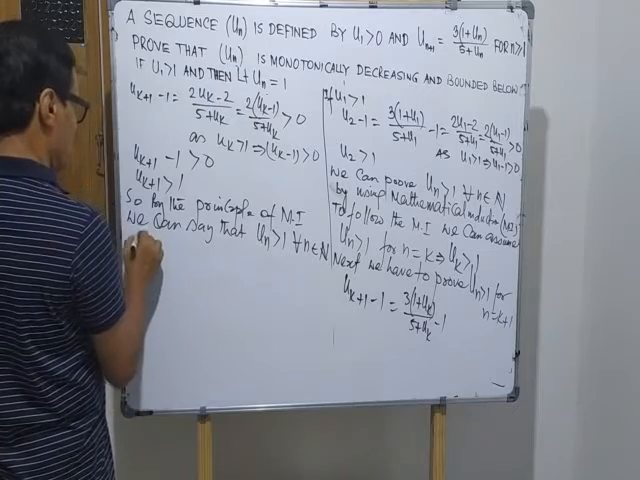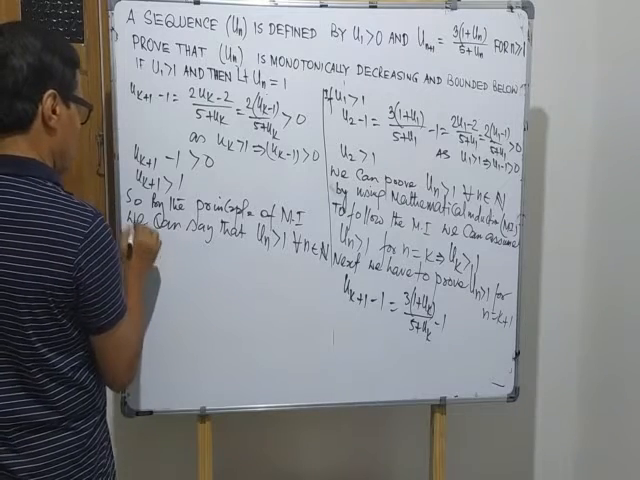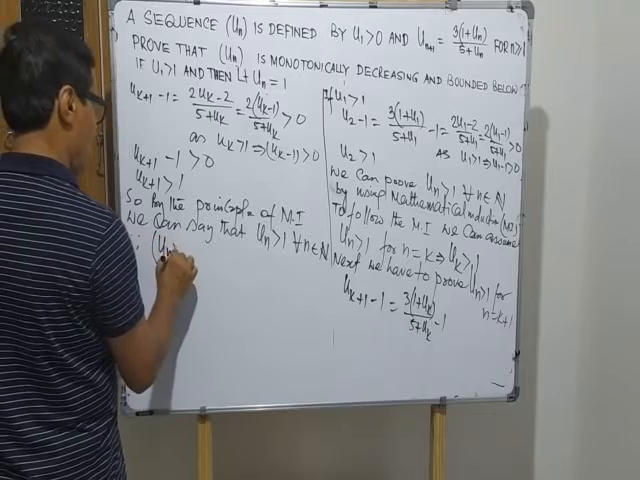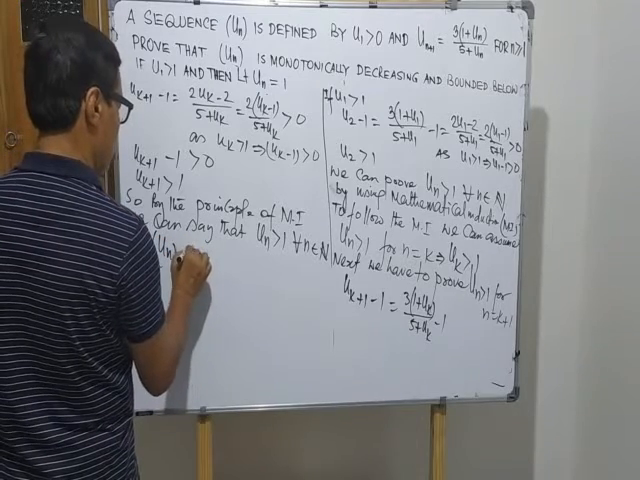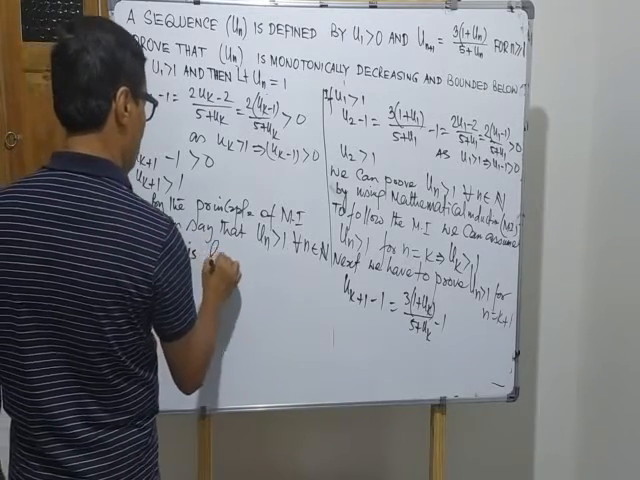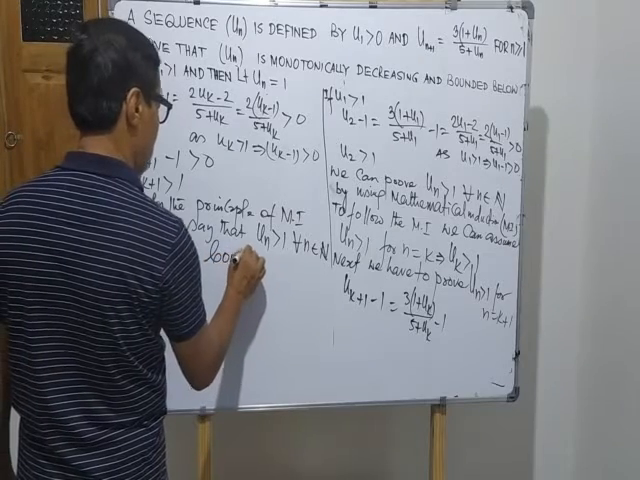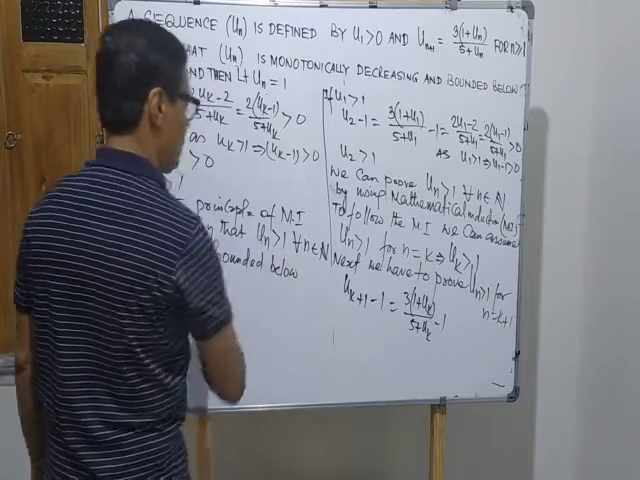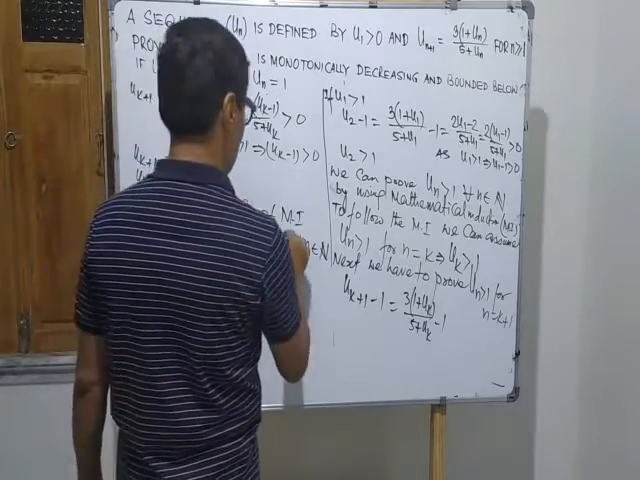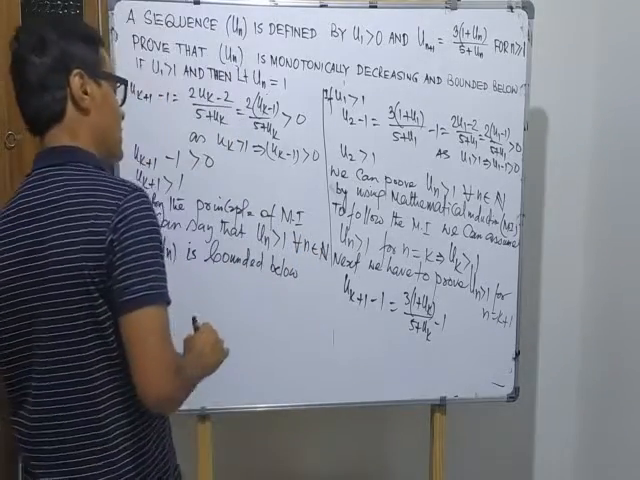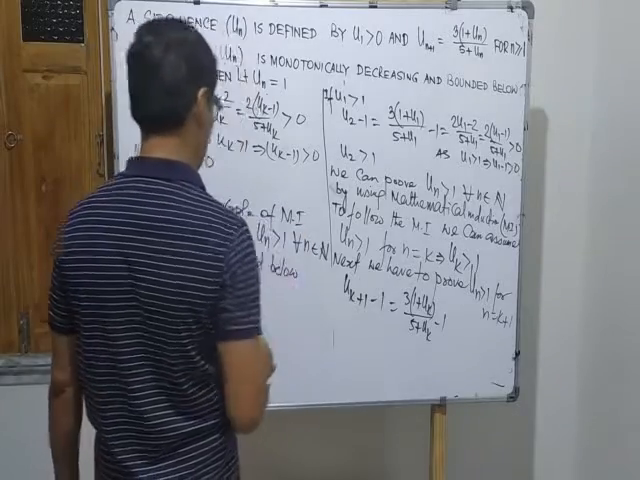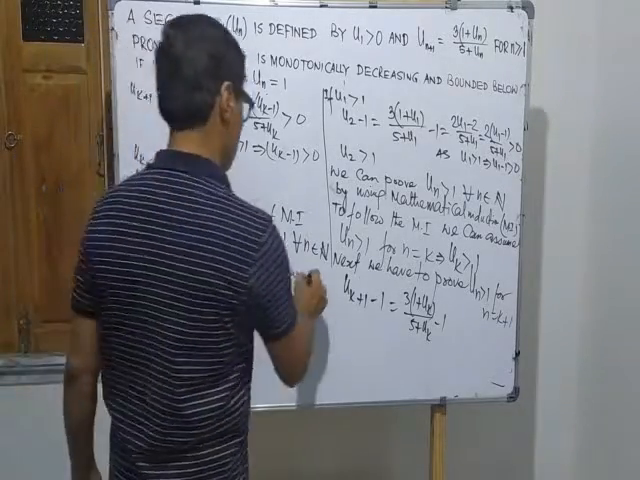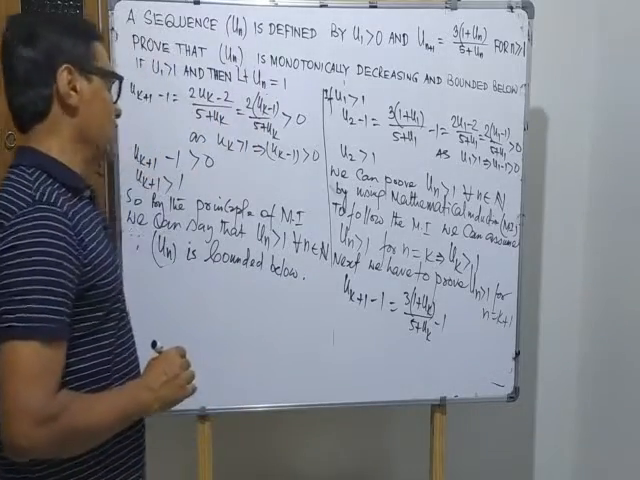So, therefore, sequence u_n is bounded below, because every term of the sequence is greater than 1, that is 1 is the lower bound of the sequence. So, we can say u_n is bounded below.